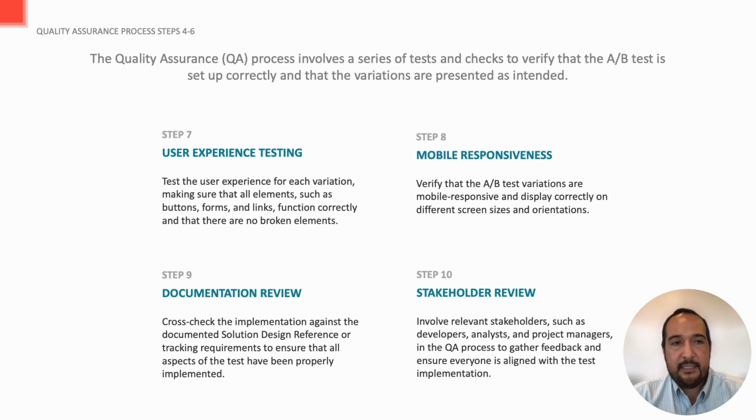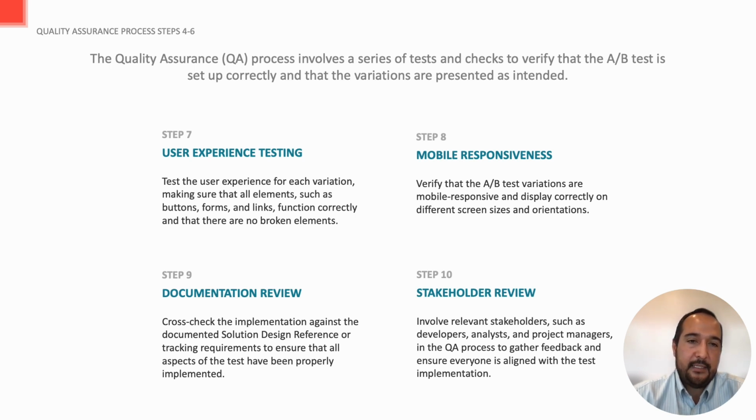User experience testing tests the user experience for each variation, making sure that all elements such as buttons, forms, and links function correctly and that there are no broken elements. Mobile responsiveness refers to verifying that the A/B test variations are mobile responsive and display correctly on different screen sizes and orientations. When reviewing documentation, we want to cross-check the implementation against the documented solution design reference or tracking requirements to ensure that all aspects of the test have been properly implemented.